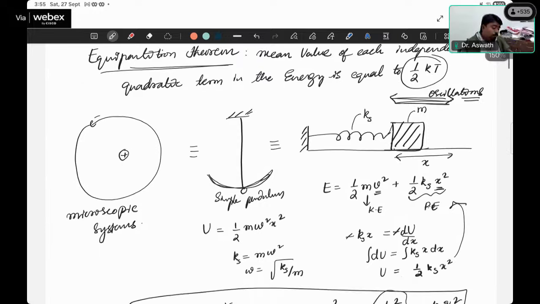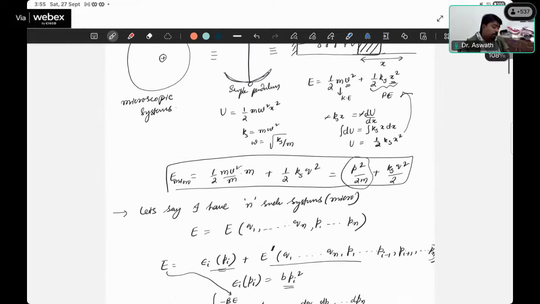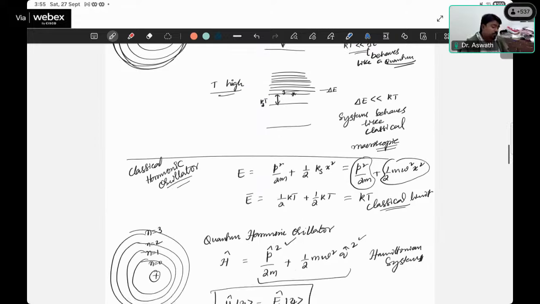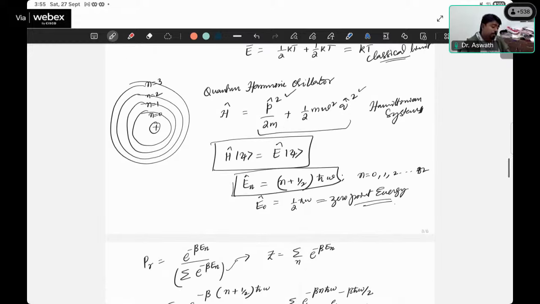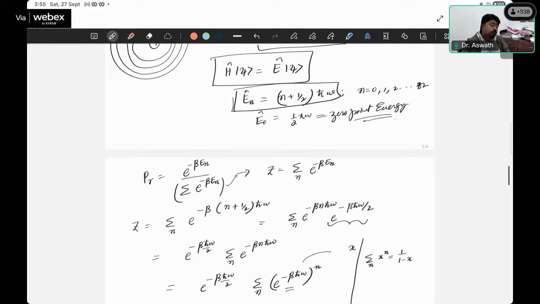Now we have even proved that. We proved that using our probability distribution, we calculated the average energy, which comes out to be half kT when temperature is very high, and in the harmonic oscillator case, it's going to be simply half h omega when temperature is much smaller.